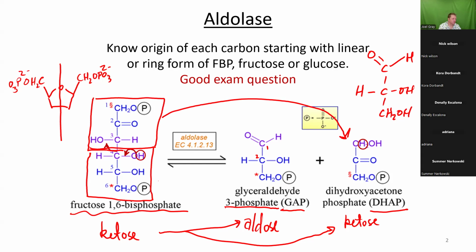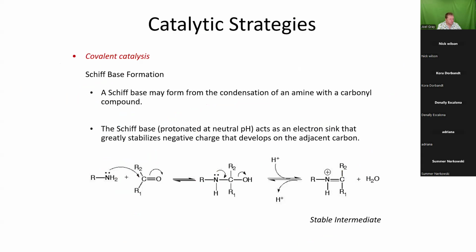The bottom half of your molecule is going to make your glyceraldehyde 3-phosphate. The star, so basically carbon number 6 becomes carbon number 3, and then carbon number 1 becomes carbon number 1. Now, this is a reaction that's taking place through covalent catalysis.